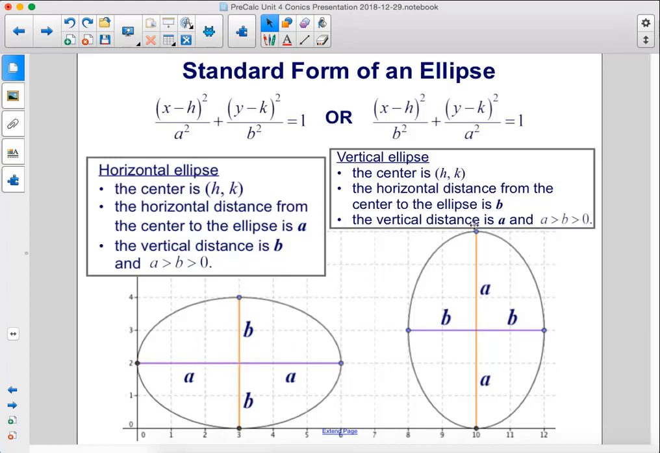Here we have the vertical ellipse. The center is also (h, k). The horizontal distance from the center to the ellipse over here, the co-vertex, is b, and the vertical distance is a, and that's from the center to the vertex there.